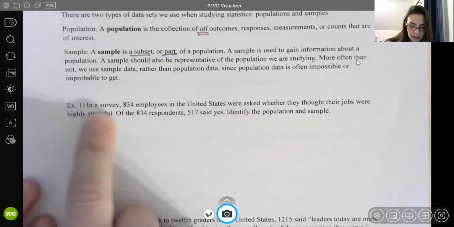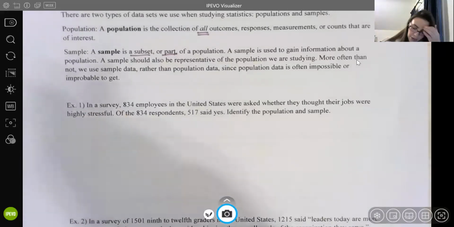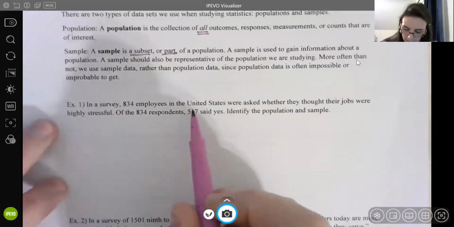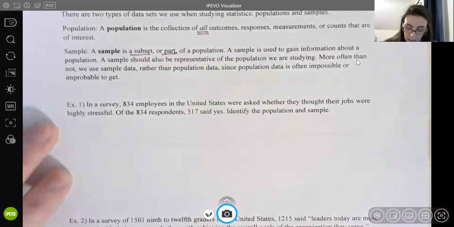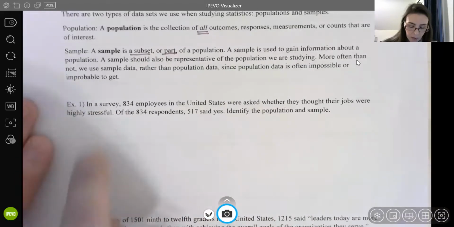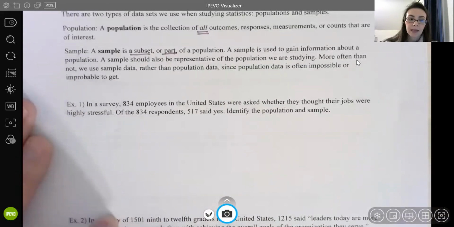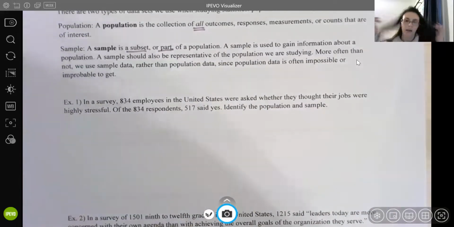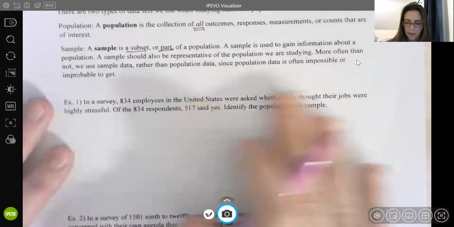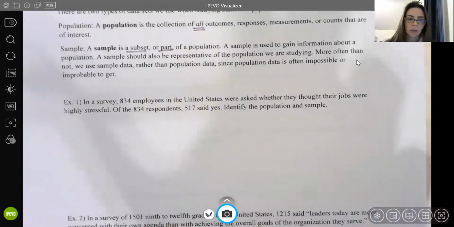So here we have a survey, and 834 employees in the United States were asked whether they thought their jobs were highly stressful. Now, as I'm mentioning here, a lot of our examples are based on actual real-world data. So if you go to your text, you'll be able to see the citation there for where this all comes from. I didn't copy everything into our lecture notes, so that's all in your textbook. Just keep in mind that there are citations for most of our examples in class.